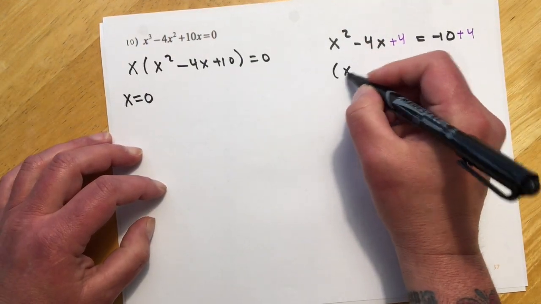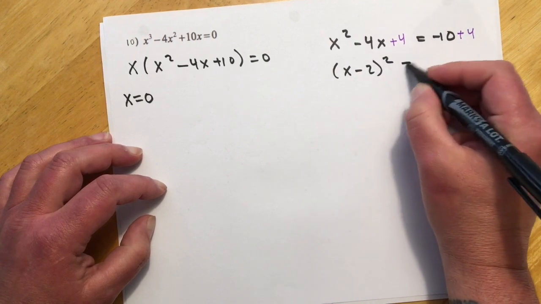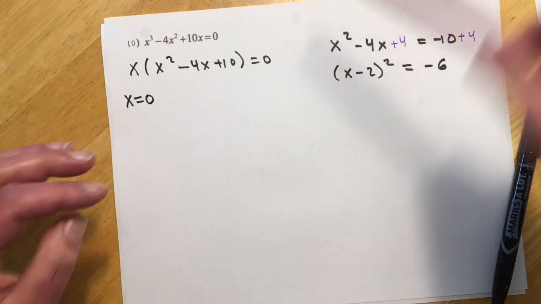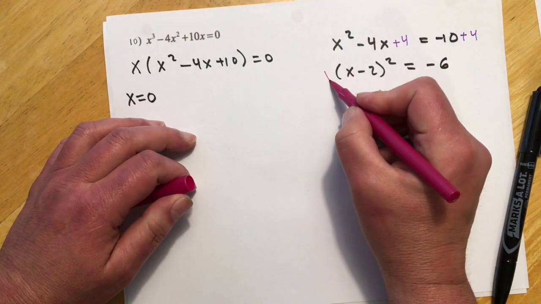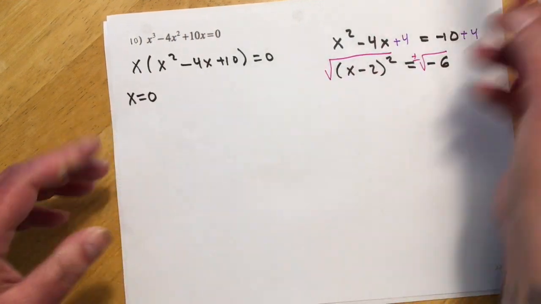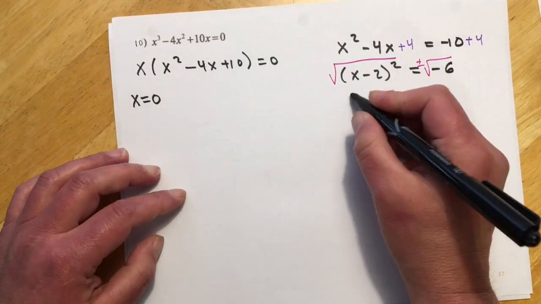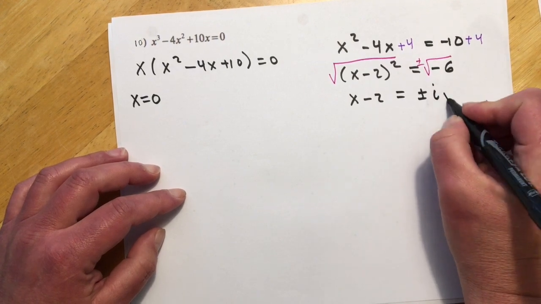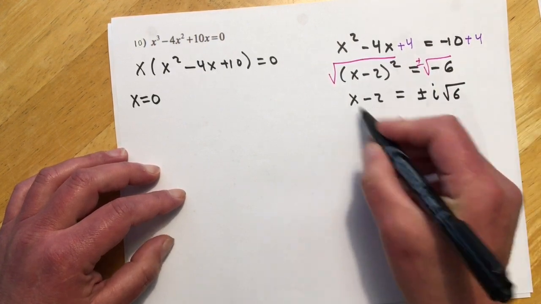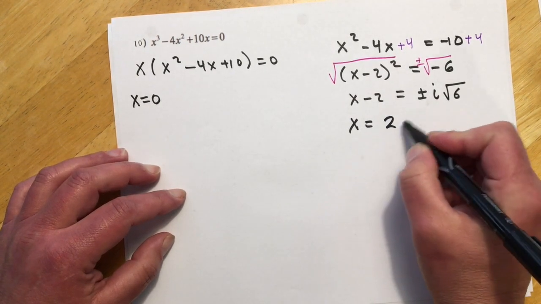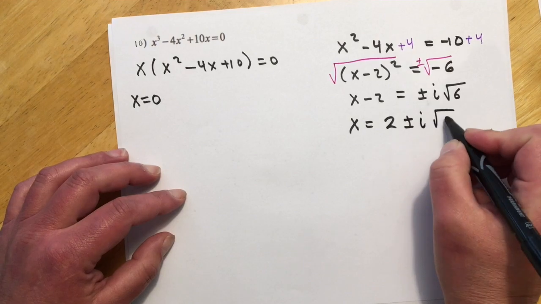Factoring this side, I have x minus 2 squared equals negative 6. And then I can do the square root on both sides to undo the square. And then that's going to go x minus 2 equals plus or minus i root 6. We'll take care of the negative. And then just bring the 2 over. So x equals 2 plus or minus i root 6.